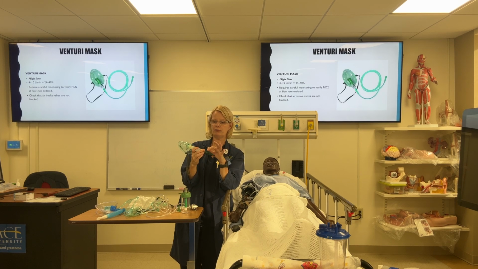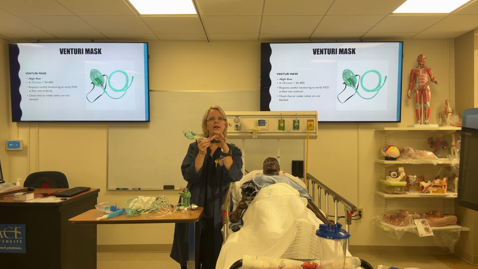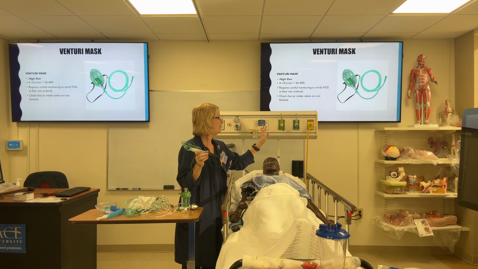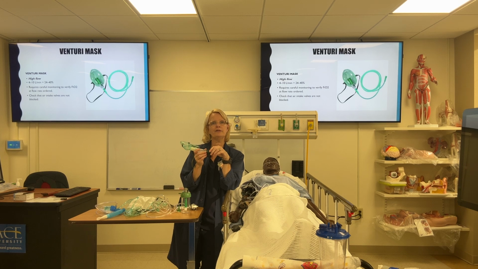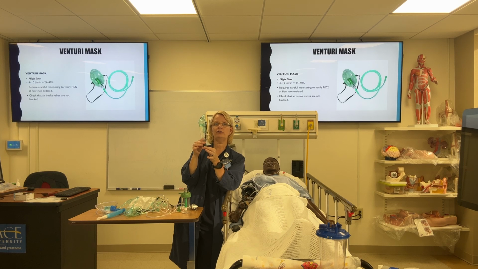So if I want to give 50% or 40% or 35%, I just turn the dial until my lines are lined up with the dial and with the percentage of oxygen. And then I set my flow meter on the wall to 6 liters per minute, and then I know I'm giving the patient that exact amount of oxygen. And again, I can wean the patient by just turning the oxygen requirements down.